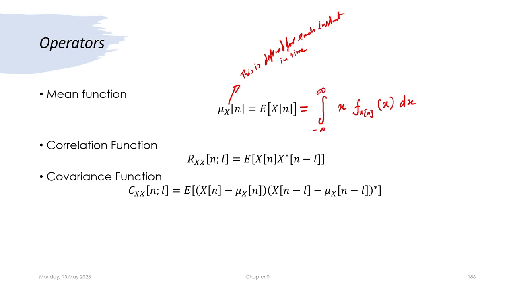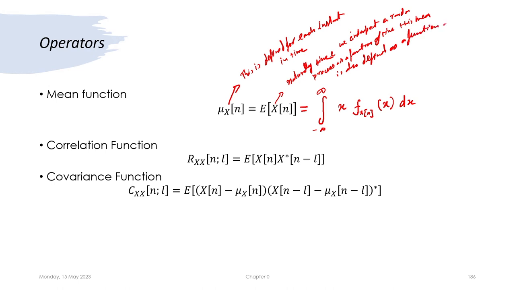So here we are taking the value that xn takes the value x. So this is naturally, since we interpret the random process as a function of time, this mean is also defined as a function of time. Fine. This is the first function that we'll use.